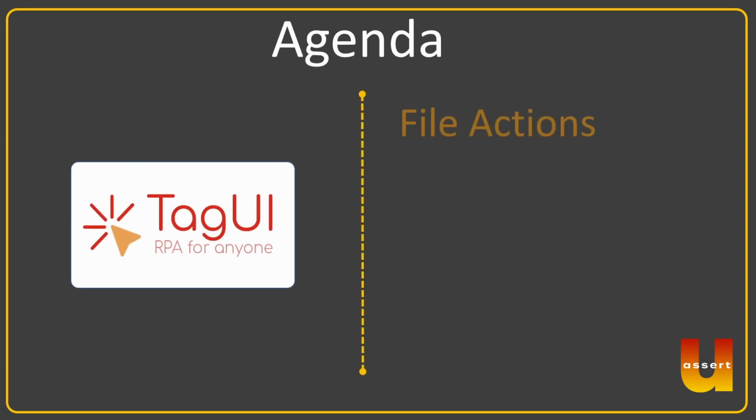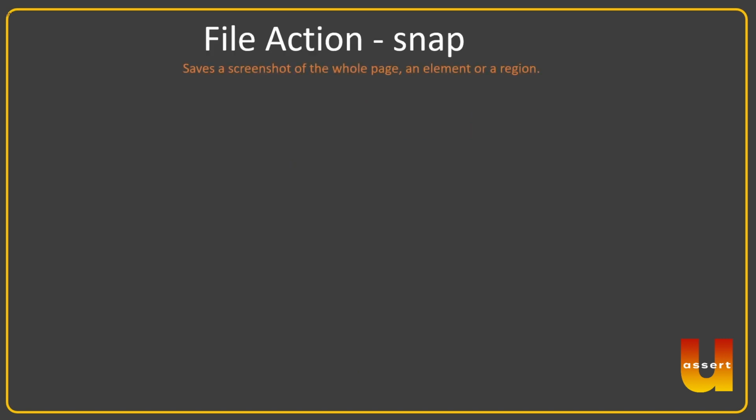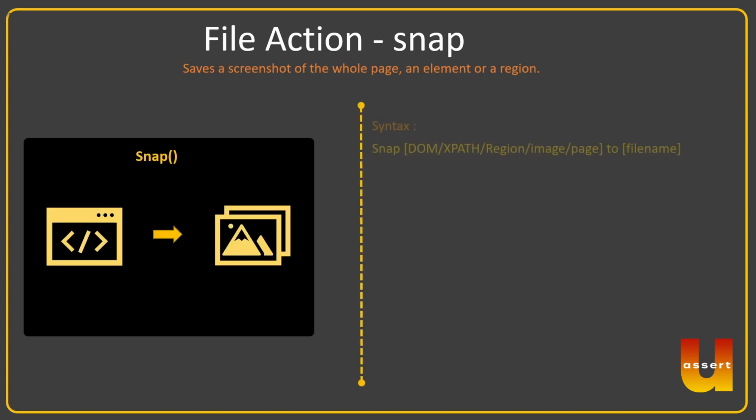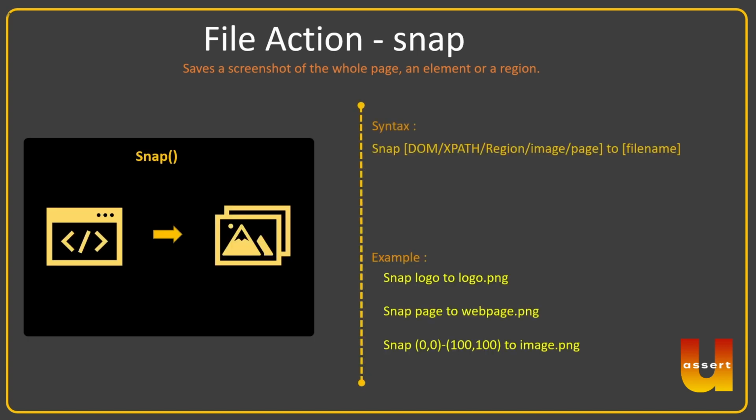In this session, we are going to see file actions. As part of file action, we're going to see a method called snap. Snap saves a screenshot of a whole page or an element or a region on the screen and saves it as a file. You can save it as a PNG or any other file.